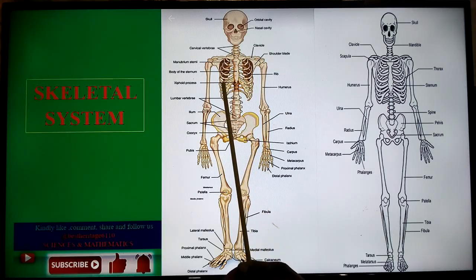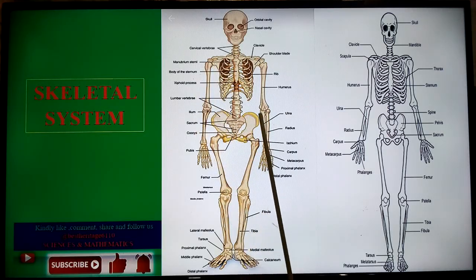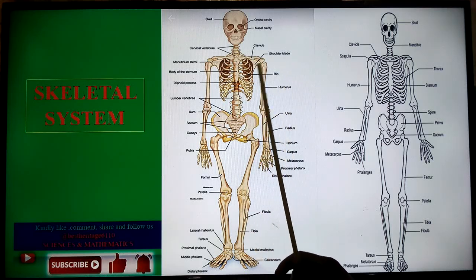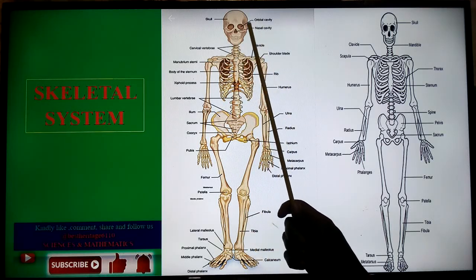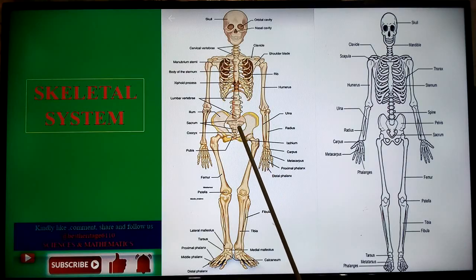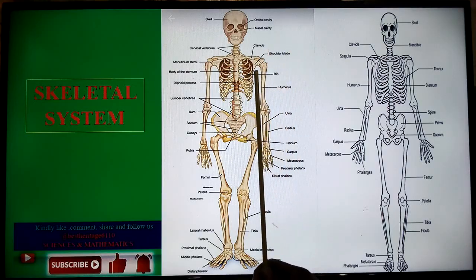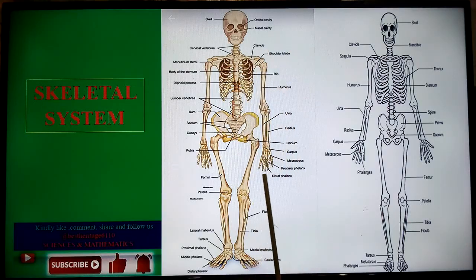The appendicular skeleton, which we said consists of the limbs and the girdles, plays a role in facilitating movement by the articulation of different types of bones that we're going to look into. Apart from the bones that I've mentioned, we have the skeleton that is made up of the skull and the vertebral column. The total of the axial and appendicular skeleton makes up the skeletal system.